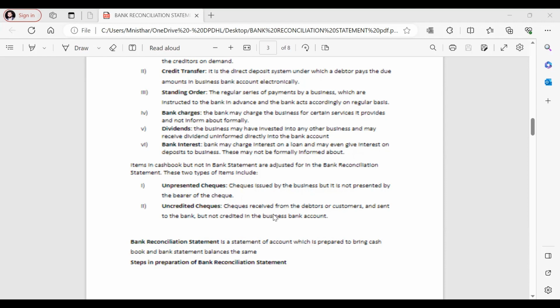The check has not been realized by the bank yet. We have deposited this check we received from a debtor, but the bank has not realized it. Understand? Okay. Next one.